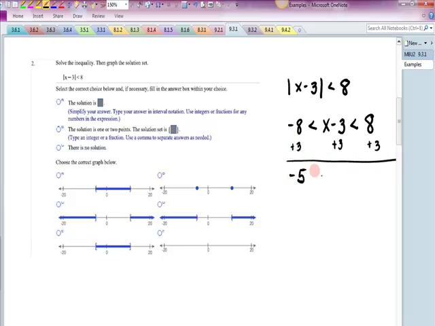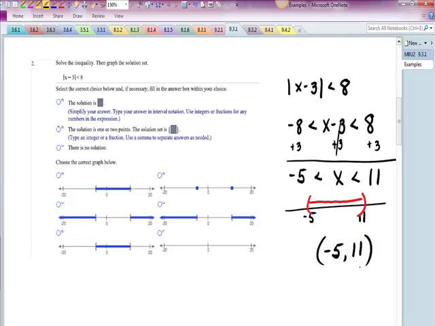That gives me -5 is less than x, which is less than 11. X is between -5 and 11, and there will be parentheses because it is not including those. As an interval, it will be (-5, 11).